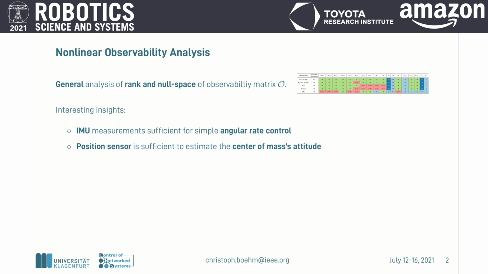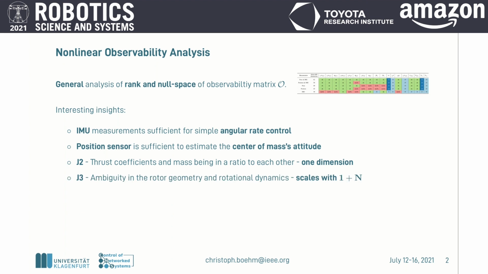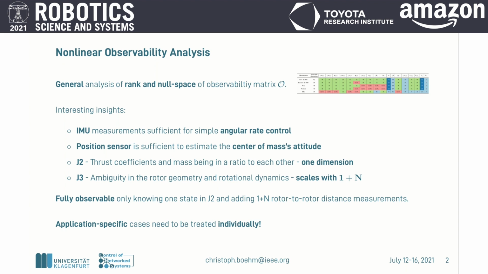Two recurring joint observable subspaces are present. The first one, J2, spans one dimension across thrust coefficients and mass, caused by the ratio of those states. The second one, J3, spans 1 plus n unobservable dimensions and is caused by the rotor's geometrical ambiguity and its influence on the rotational dynamics. Therefore, knowing one state in J2 and adding 1 plus n rotor-to-rotor distance measurements of J3 makes the whole system fully observable. Real applications might show different results because of state values and reference frame alignments.